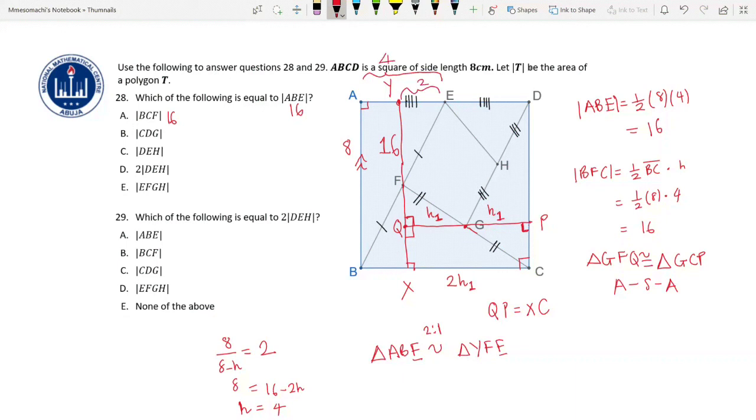So this length here is 4. This is going to be 2. So it means this length here is 2 and this length here is 2. Now, opposite sides of a rectangle are equal. So this length here is 2. So I have 2 plus 2H1 is equal to the side of the square, which is 8. So I have 2H1 is equal to 6, and we have H1 is equal to 3. Okay, so that's good. So we have that this is 3.